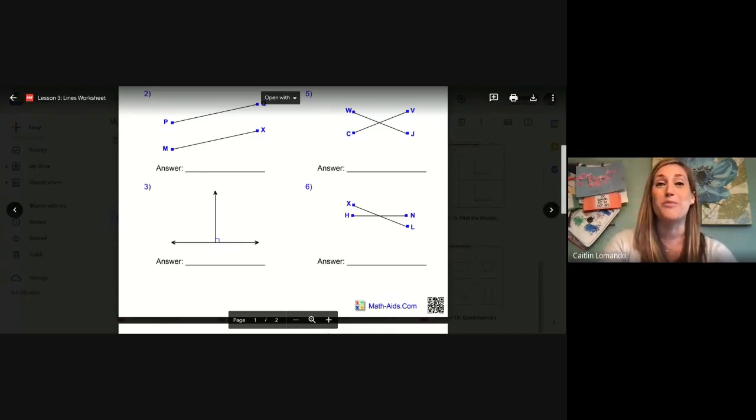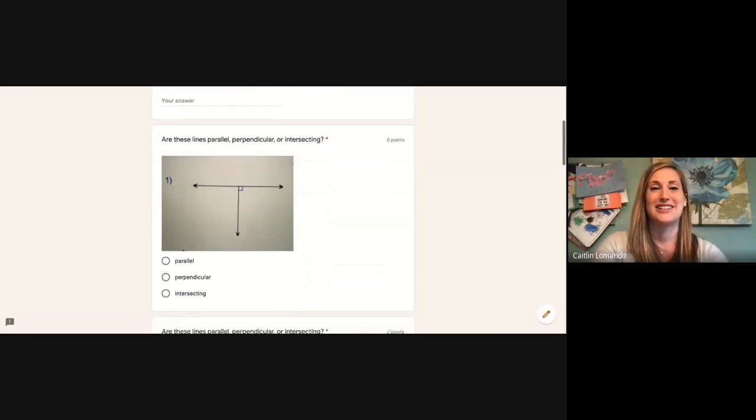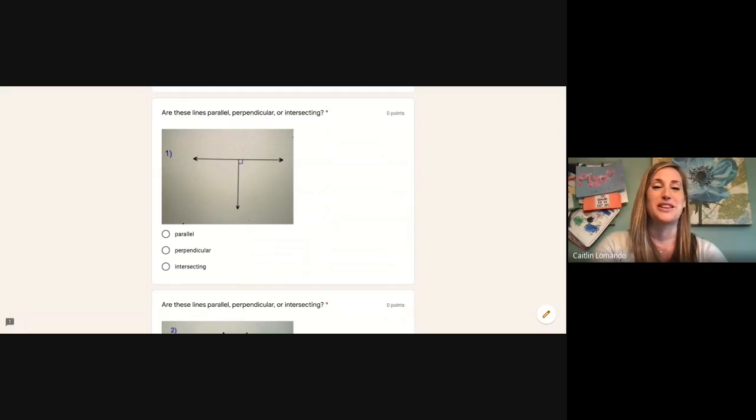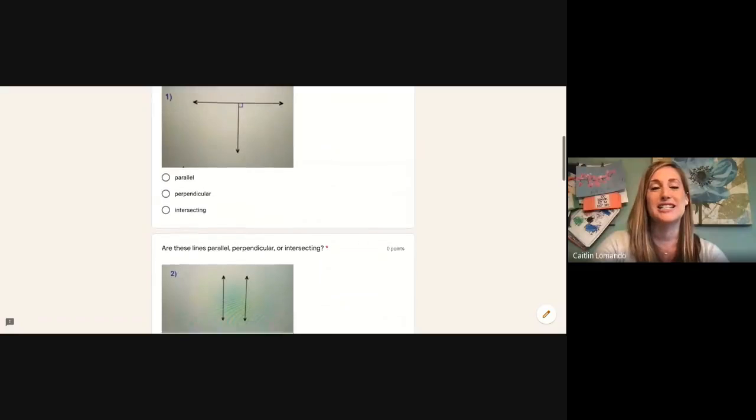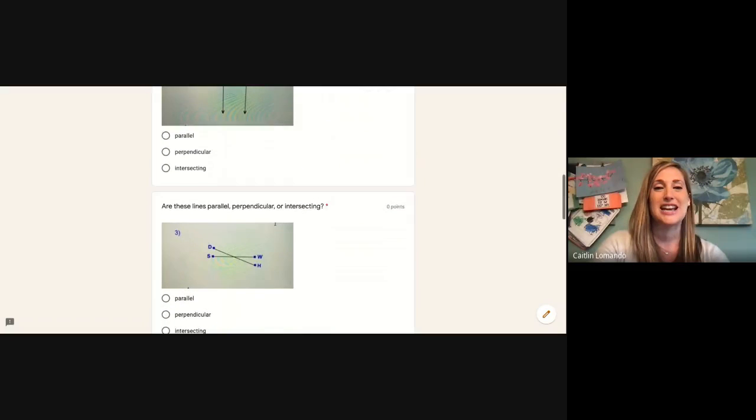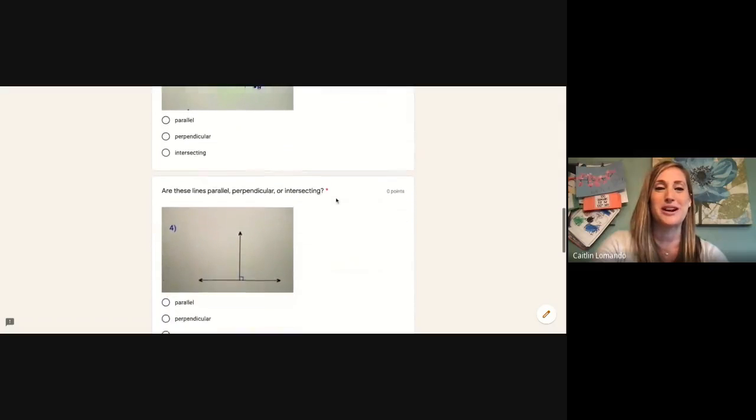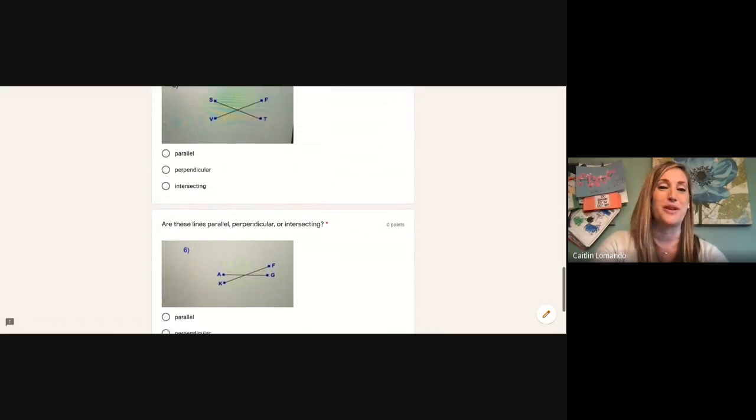Today, our Google form will look a lot like what we just practiced. So let's check it out. Here is our Google form. Again, we have examples of lines, and then you're going to click on whether they're parallel, train tracks, never touch; perpendicular, cross to form a right angle; or intersecting, which means they cross to form these. I think these are pretty straightforward. I think everyone's going to do super awesome with it.